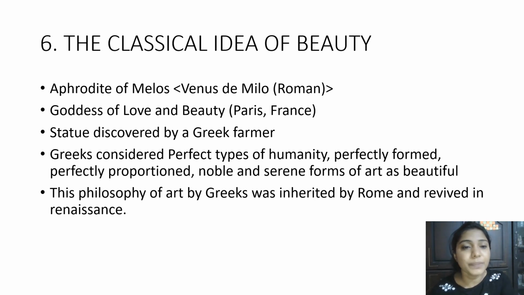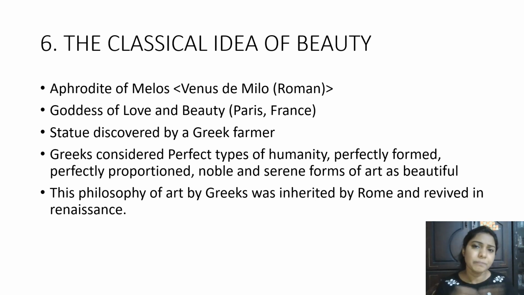So this particular statue was discovered by a Greek farmer, and that is the reason why this statue of Aphrodite of Milo doesn't have hands. Now, what is this classical idea of beauty? He gives us two examples: one is Apollo of Belvedere, and the other is Aphrodite of Milos. These are the two examples that come under the classical idea of beauty put forward by the Greeks.